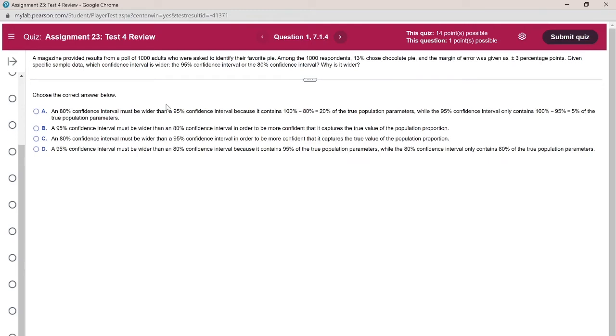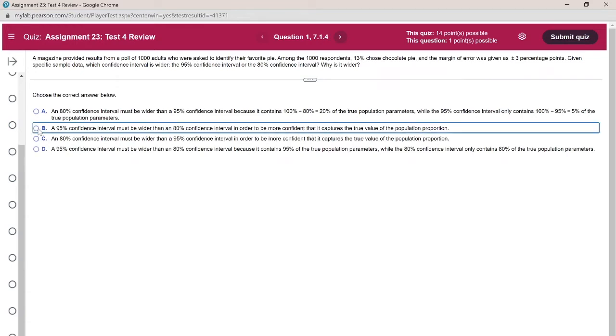So we need to find out which one gives the wider confidence interval. Whenever you have 95% confidence, the interval should be wider for sure. So the 95% confidence interval must be wider than the 80% confidence interval in order to be more confident that it captured the true value of the population proportion. So this is the right answer.